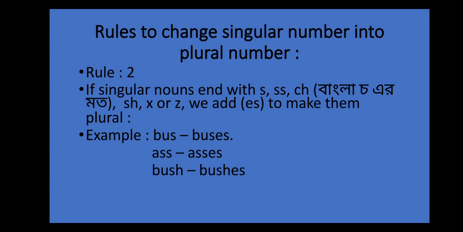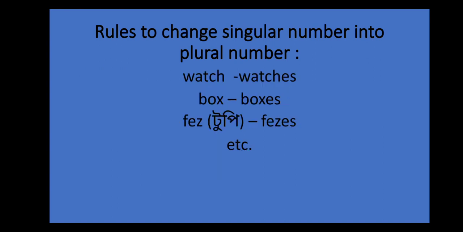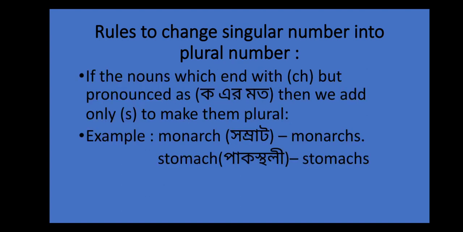If singular nouns end with s, ss, ch, sh, x or z, we add es to make them plural. If the last ch is pronounced as Bengali cha, we add es. But if the last ch is pronounced as Bengali ka, then we add only s to make them plural.